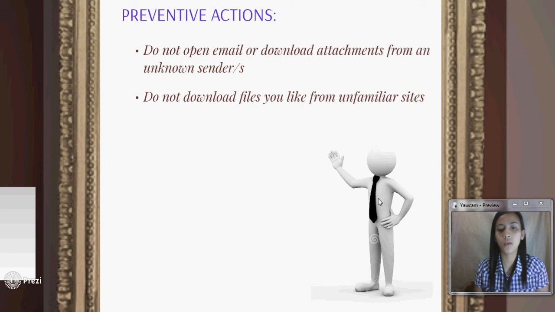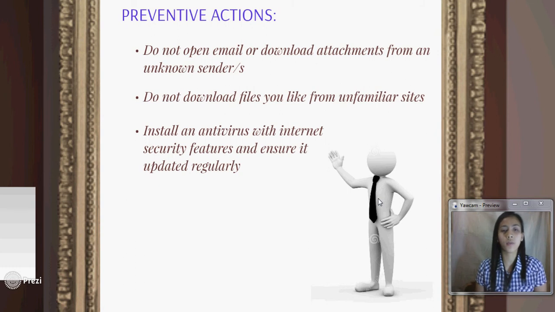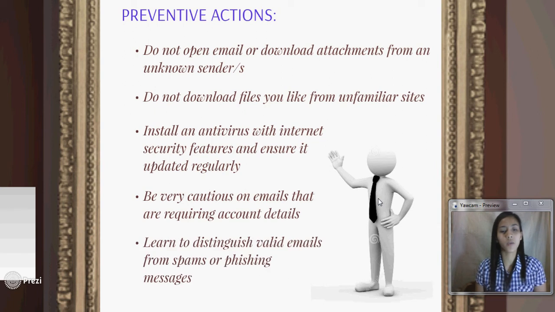Next is not downloading files from unfamiliar sites. And of course, it's still important that we install antivirus in our computer, preferably with internet security features, and ensure that it is updated regularly. We also have to be very cautious of emails that require account details, and learn to distinguish valid emails from spam or phishing messages. We have other preventive actions, but these are the few we can perform to avoid and minimize the recurrence of losing data, for security purposes.